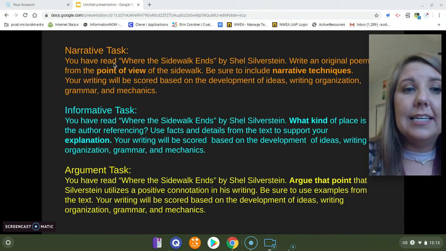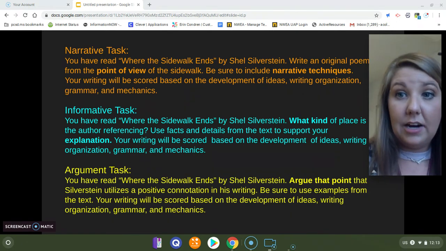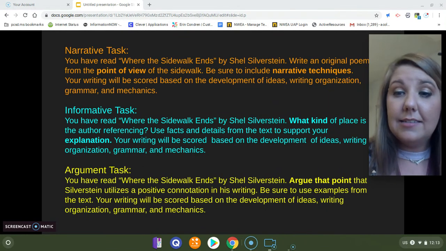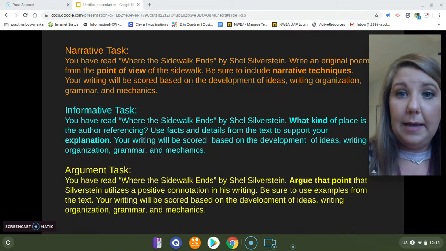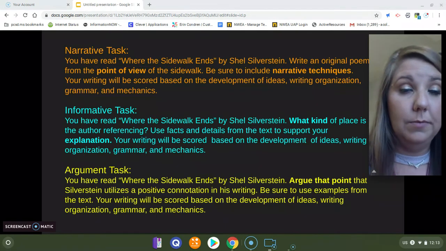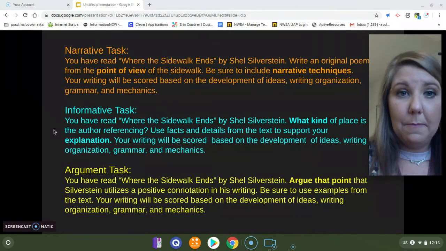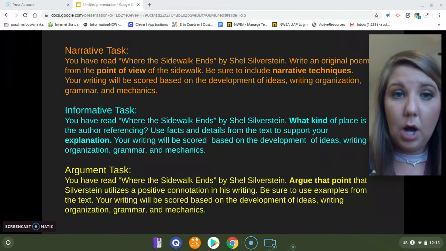Notice that it's asking you to write from the point of view of someone else. That is always a narrative standard, okay? So if you see point of view, it's narrative writing. Also, it's asking you for narrative techniques, so that should let you know that you are doing narrative writing as well. Next, we'll move on to the informative task on the same poem.